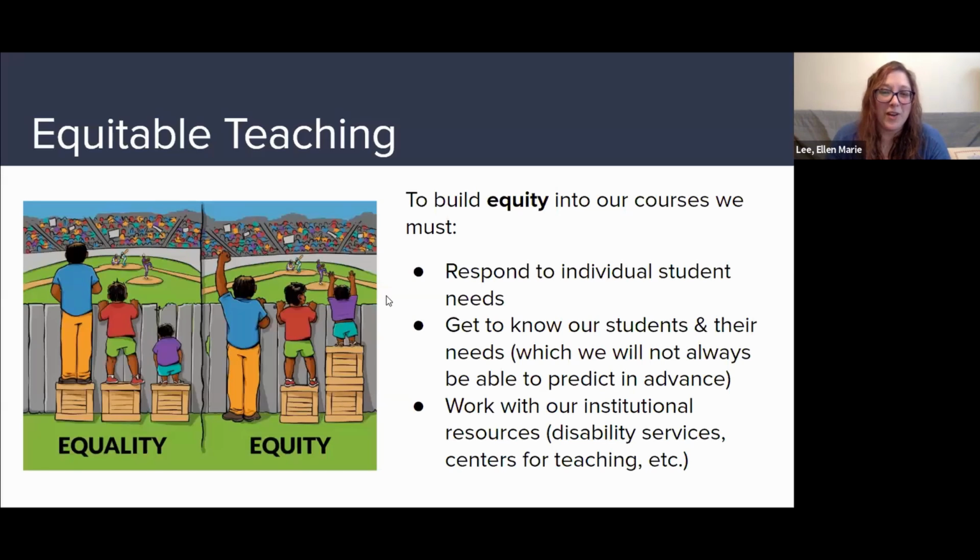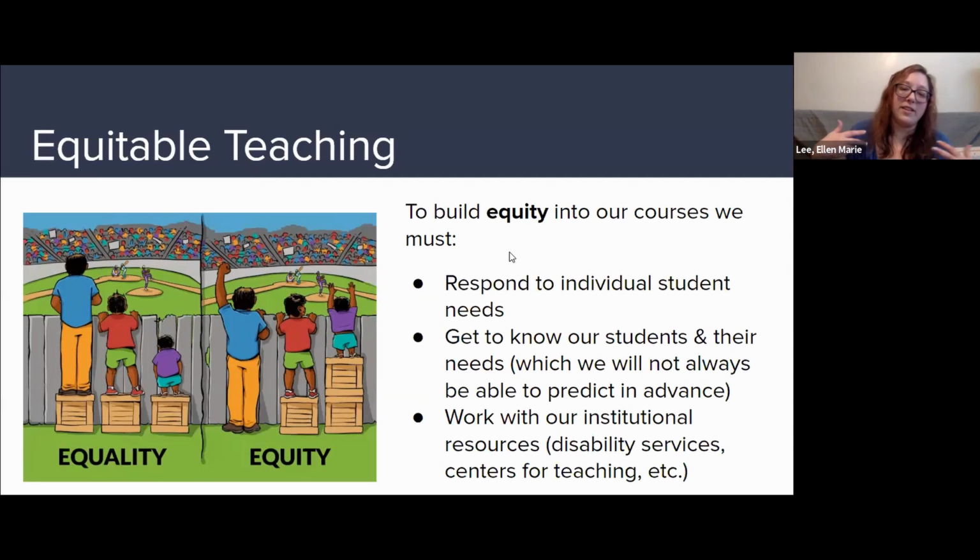So in order to try to define things, I think we've probably all seen some version of this image, which is supposed to represent a difference between equality and equity, right? Equality meaning giving everybody the same resources irrespective of their actual needs, and equity actually trying to respond to individual needs to get everybody to the same outcome. So to build equity in our courses, we have to respond to individual student needs. We have to get to know our students and their needs, which we can't always predict in advance, right? I don't know if I'm going to have a student with a hearing impairment before they come into my classroom, that I'm going to need to help make everything accessible in that way.